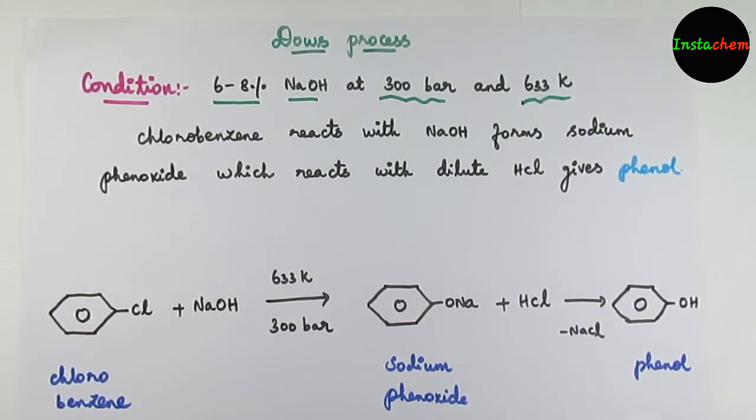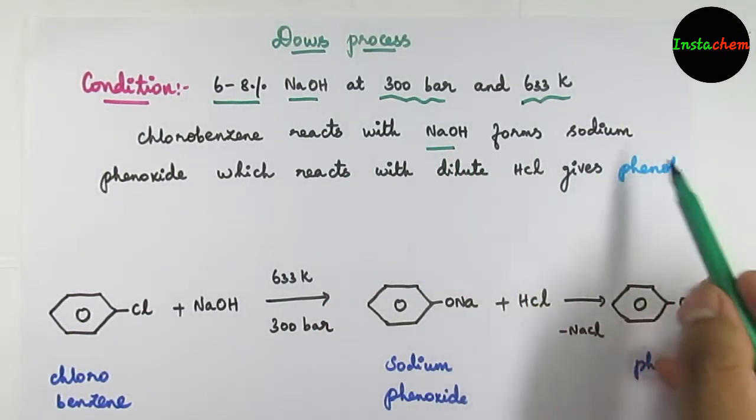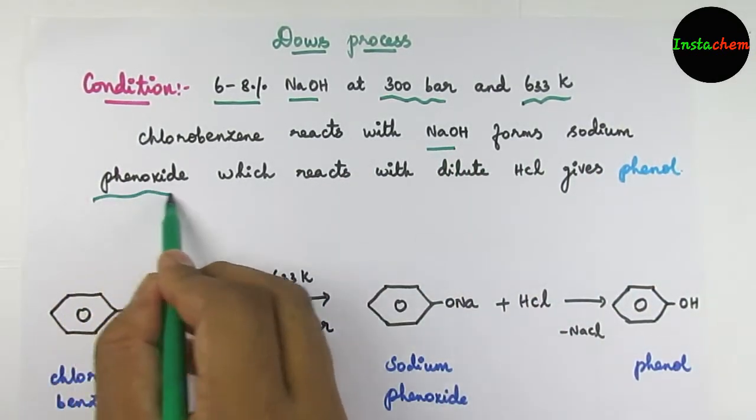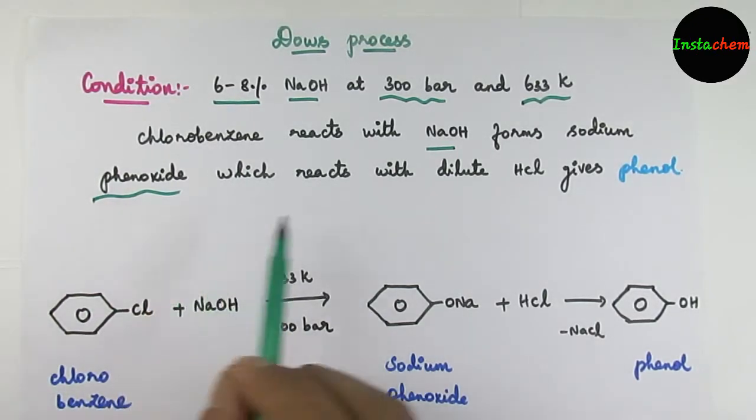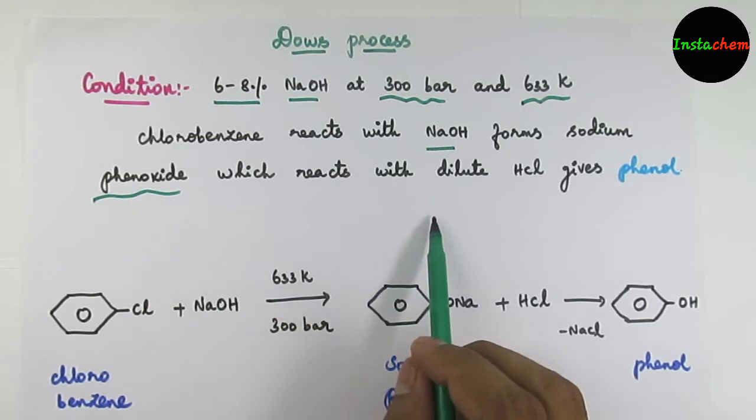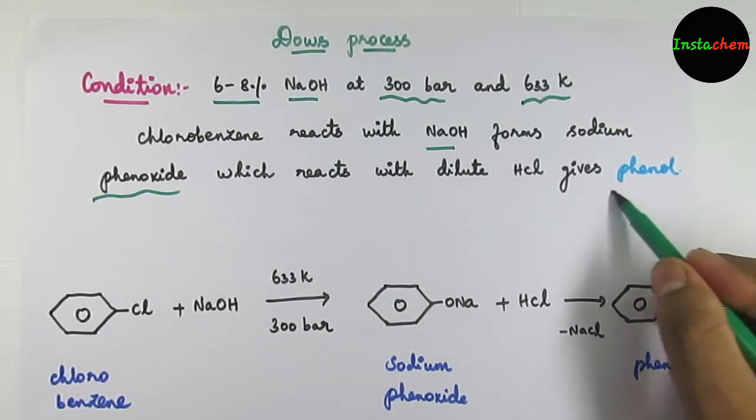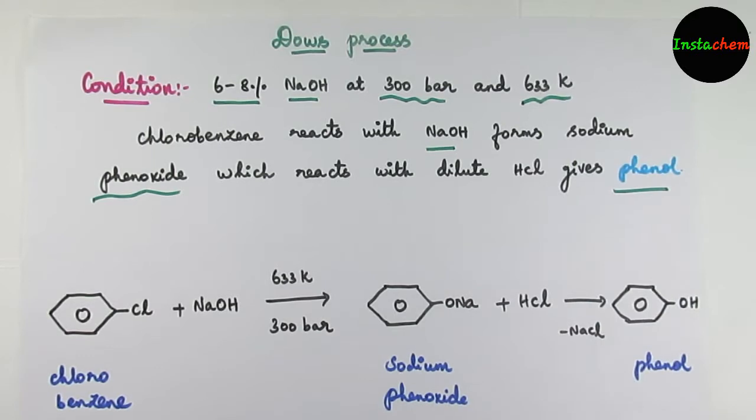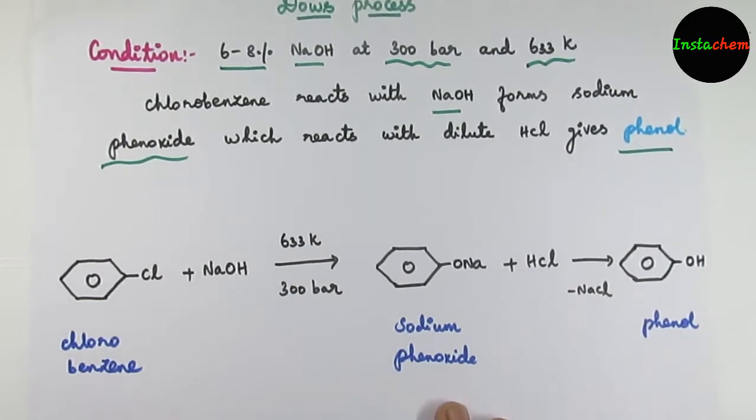During this reaction, chlorobenzene reacts with NaOH to give sodium phenoxide ion, which reacts with dilute HCl to give phenol. That is the reaction. During Dow's process, we will get a phenol. Now, see the chemical reaction.